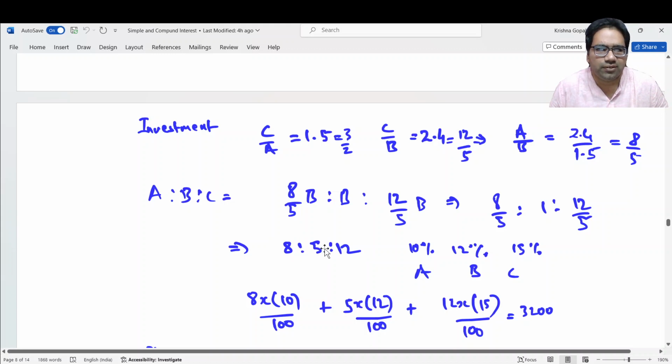Is it 80 is to 50 is to 120, 800 is to 500 is to 1200? We don't know. So we'll assume 8x. Whatever that factor is, we'll assume A's investment is 8x, B is 5x, C is 12x.